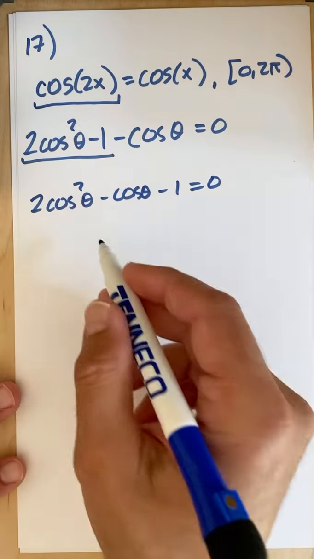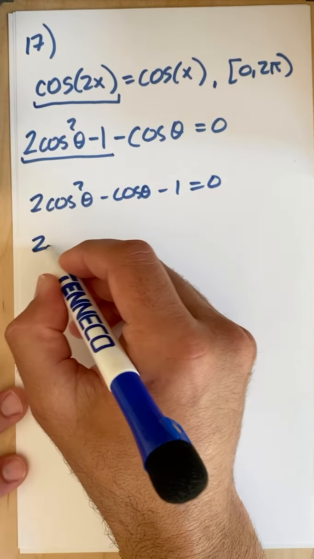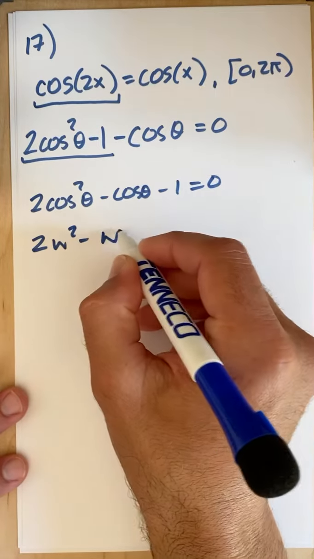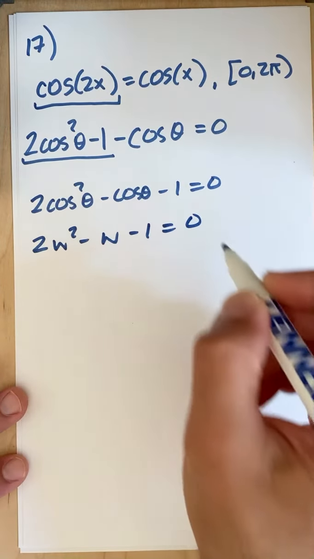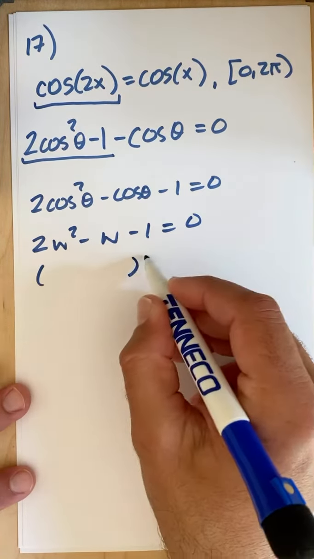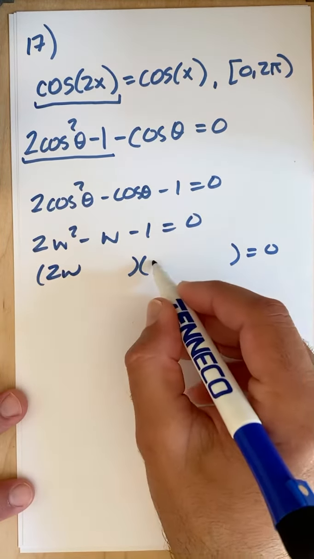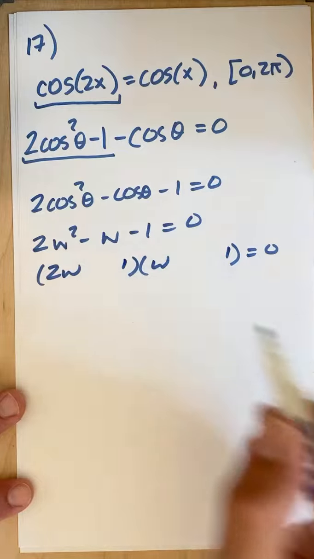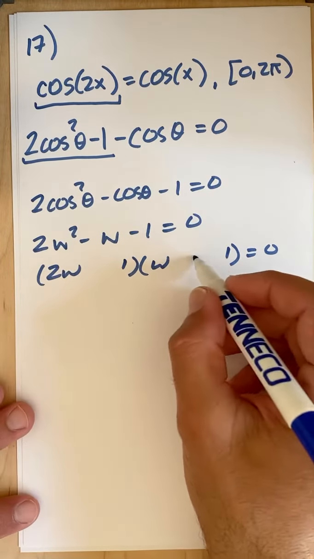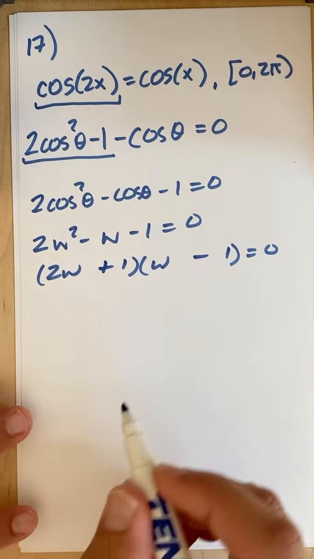And this is basically a quadratic, right? I can write this as 2w squared minus w minus 1 equals 0. And I can factor that. Easy enough. So this would be 2w and w, maybe a 1 and a 1. And then this would have to be minus and this would have to be plus. So I'm just factoring here.